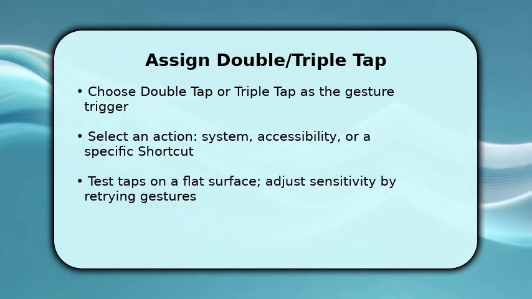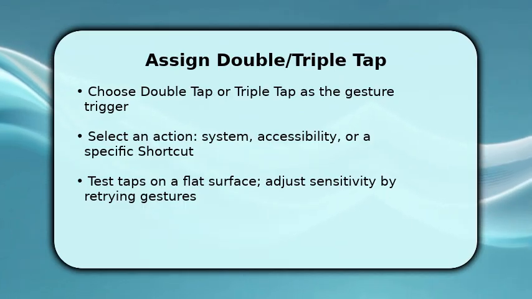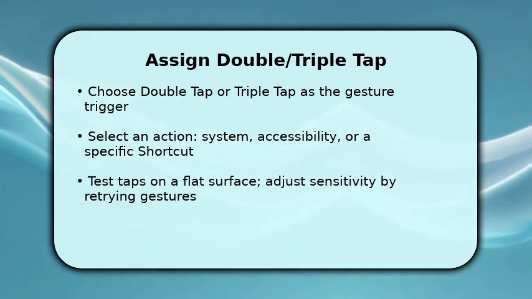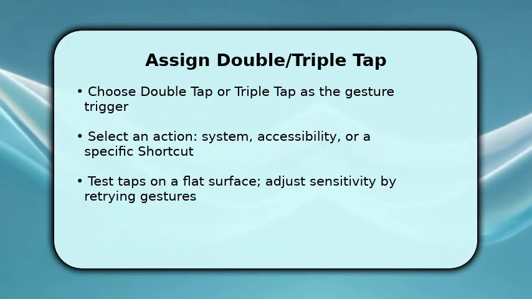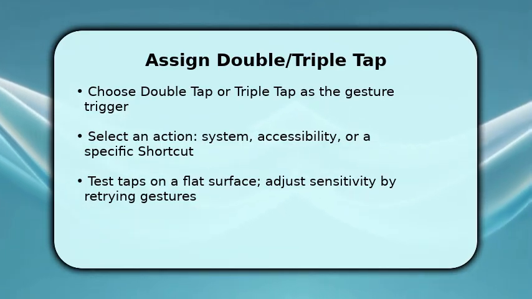After selection, close settings and test by tapping the back with a quick double or triple motion. If it misses, repeat selection and practice timing until it consistently triggers.